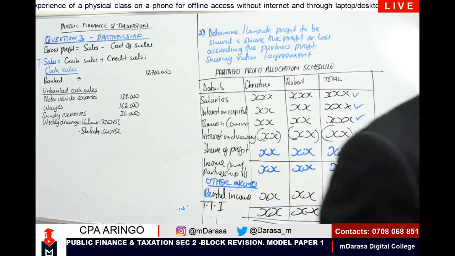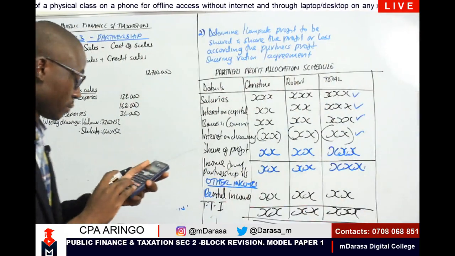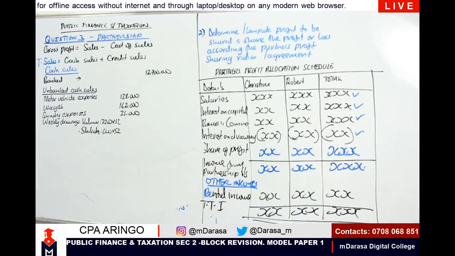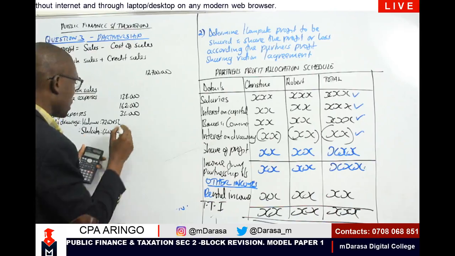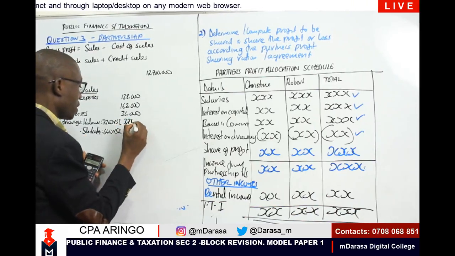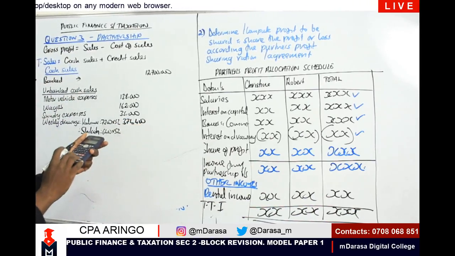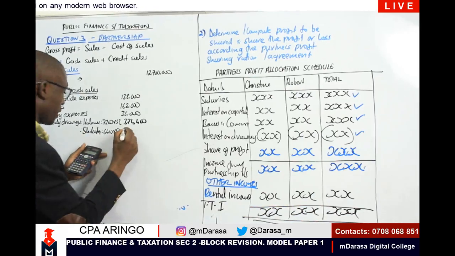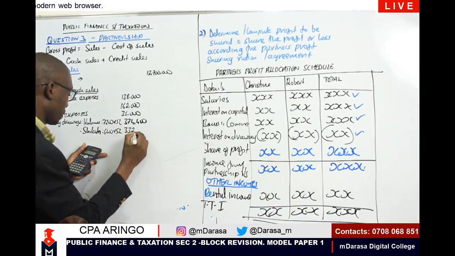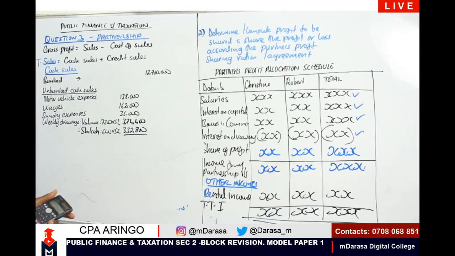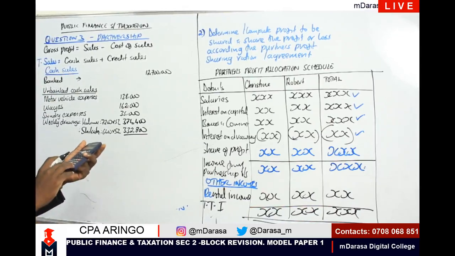So we'd be having 7,200 by 52 to give us 374,400, whereas 6,400 by 52 should give us 332,800, right? So total, we should be talking of how much, my good student?